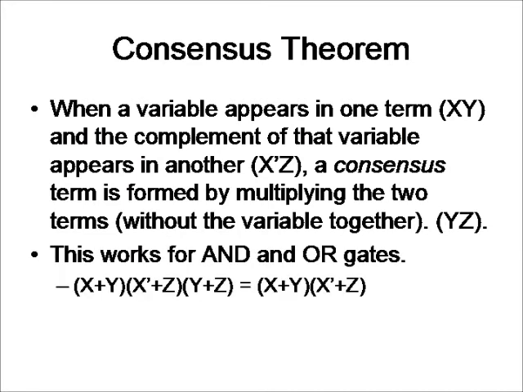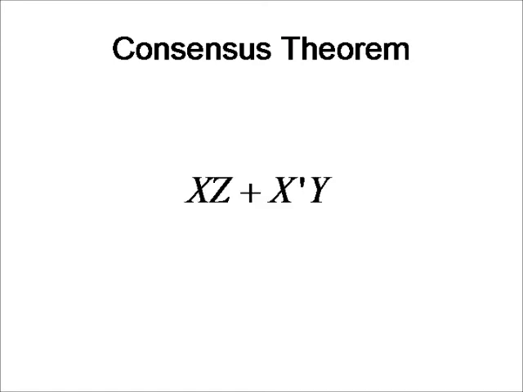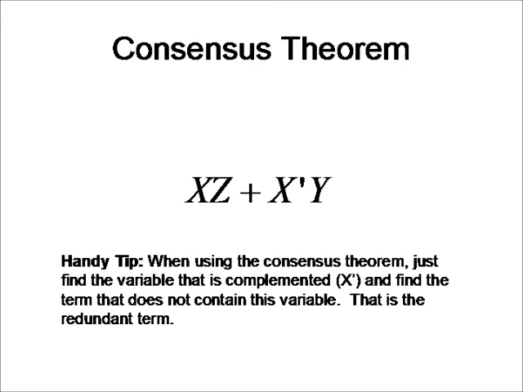So in this case, x plus y ANDed with x naught plus z, ANDed with y plus z, we just take out the y plus z because y plus z is redundant. And the answer turns out to be xz plus x naught y. A handy tip when using the consensus theorem: all you have to do is find the variable that is complemented, in this case it was x naught, and find the term that does not contain this variable. And that turned out to be the redundant term.